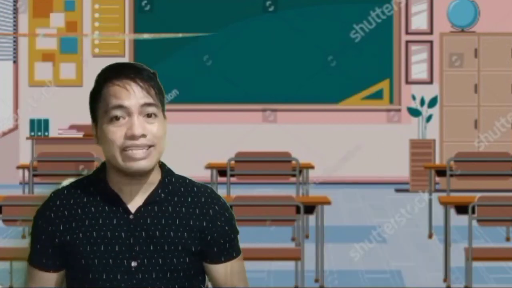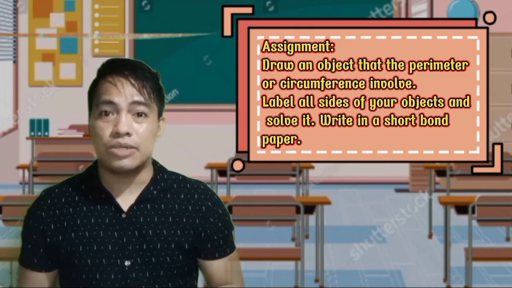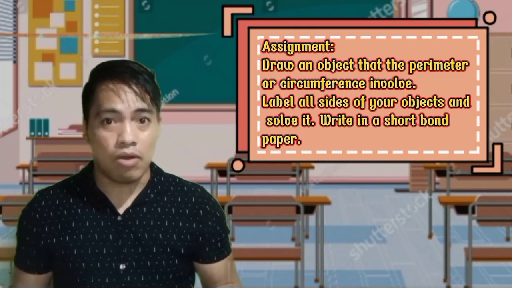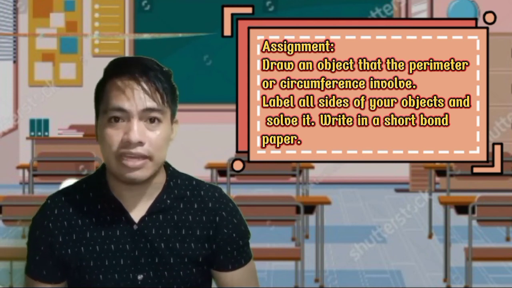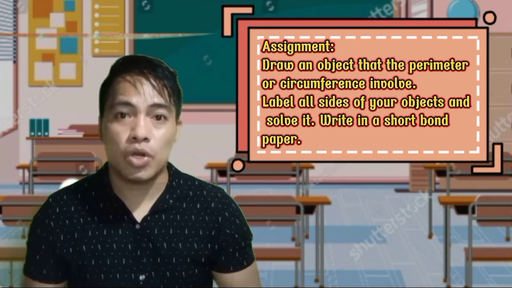That's great. And now, for your assignment, draw an object that involves a perimeter or a circumference. Label all sides of your object and solve it. And write it on a short bond paper.